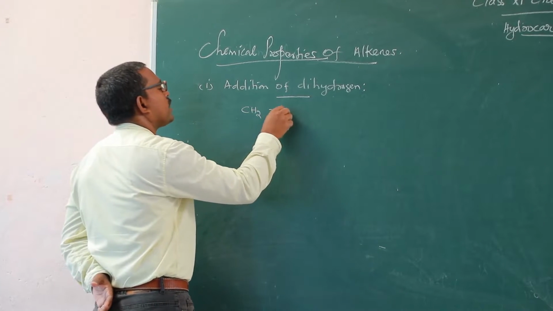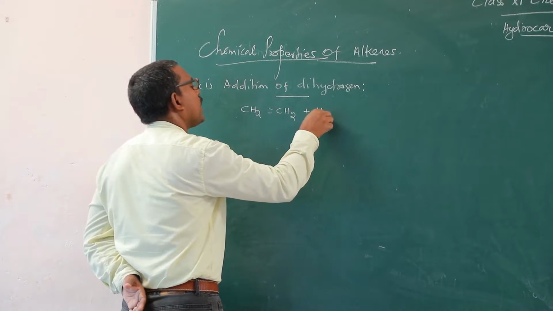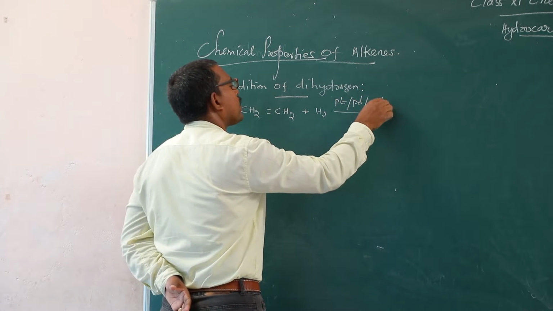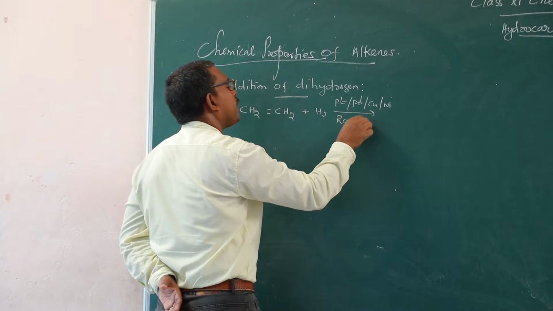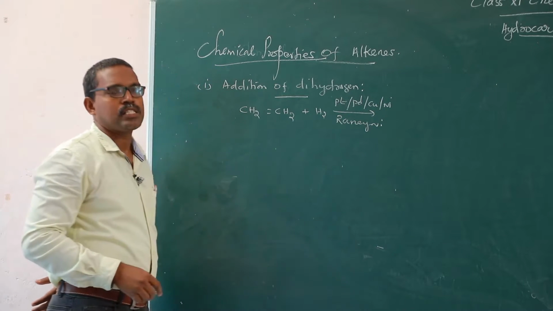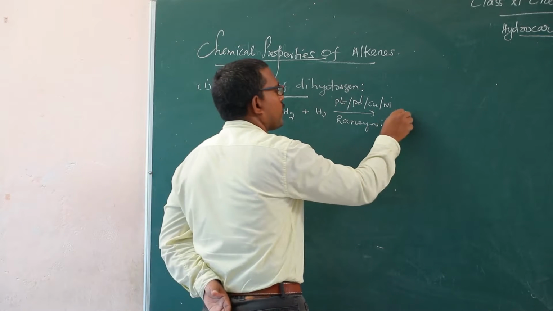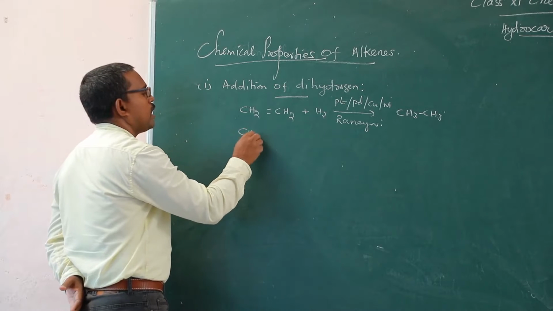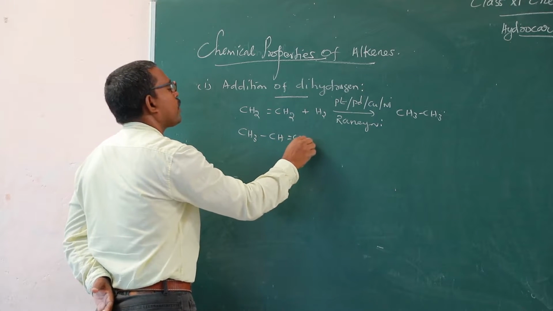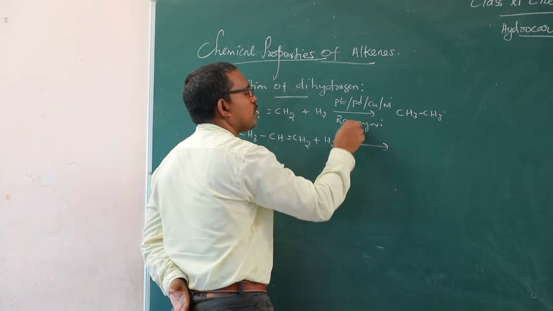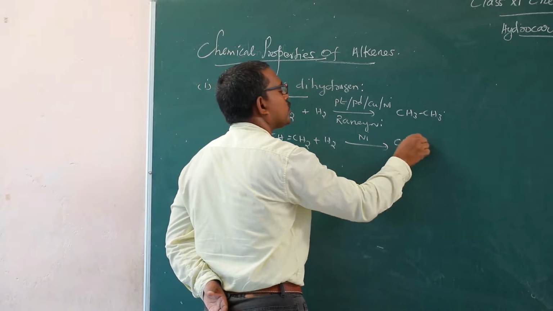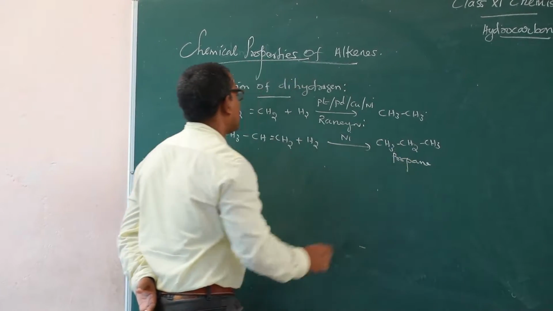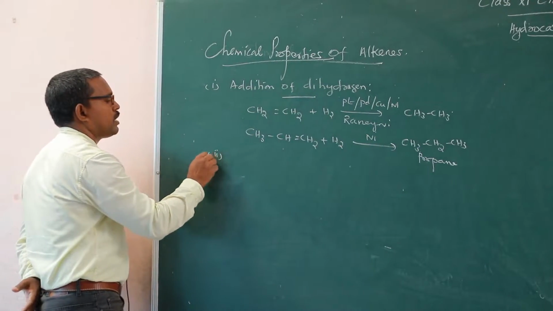The normal way of addition: ethylene reacts with hydrogen in the presence of platinum or palladium or copper or nickel. Any one of these catalysts is used for this process. We get alkanes as the product. Similarly, propylene reacts with hydrogen under any one of the catalysts and provides propane as the product.